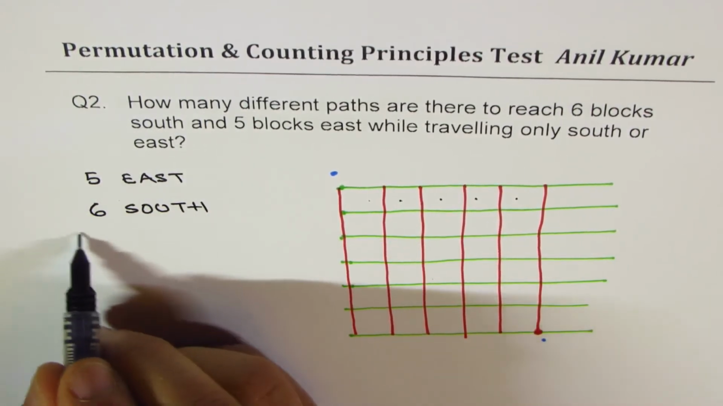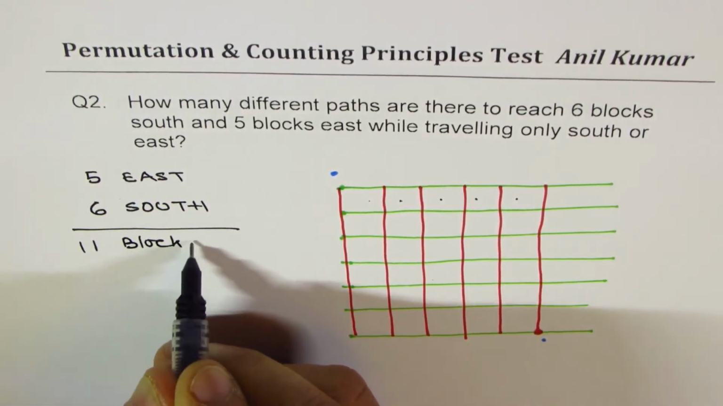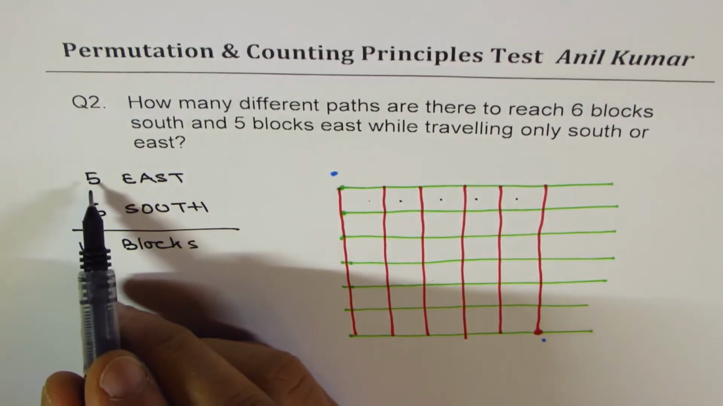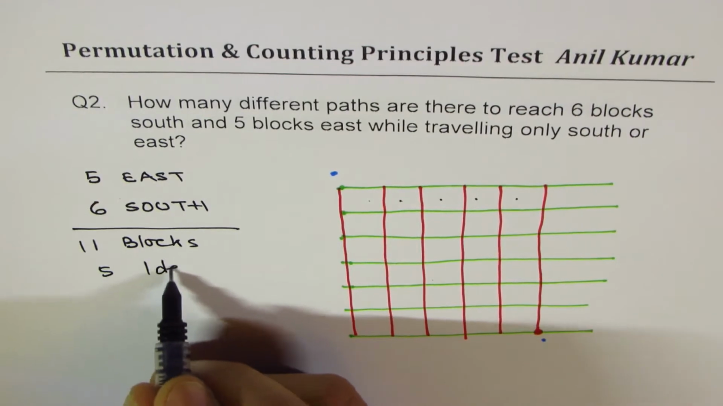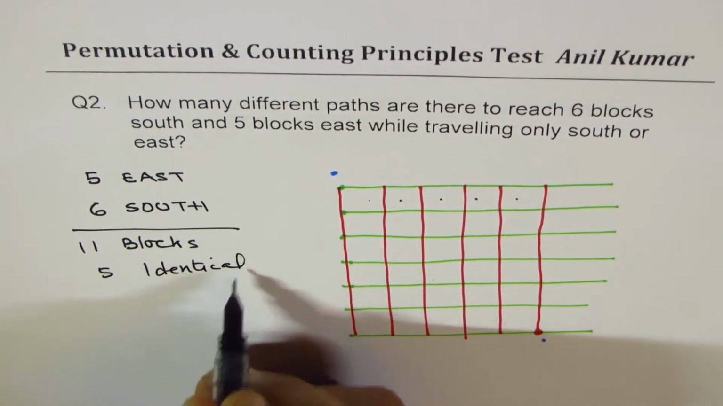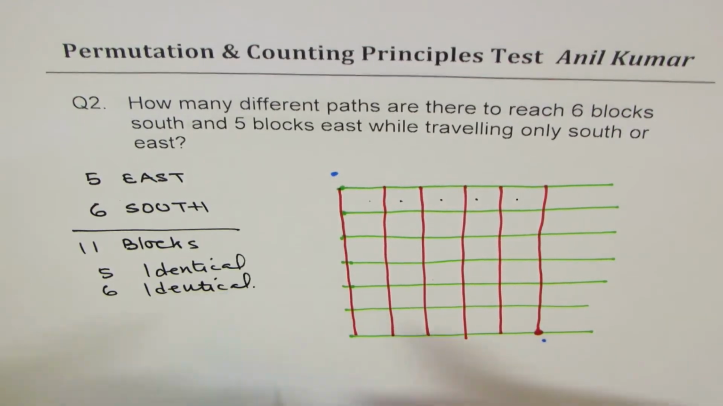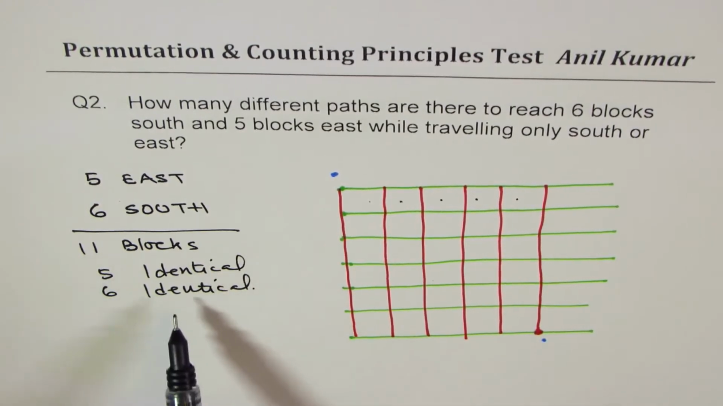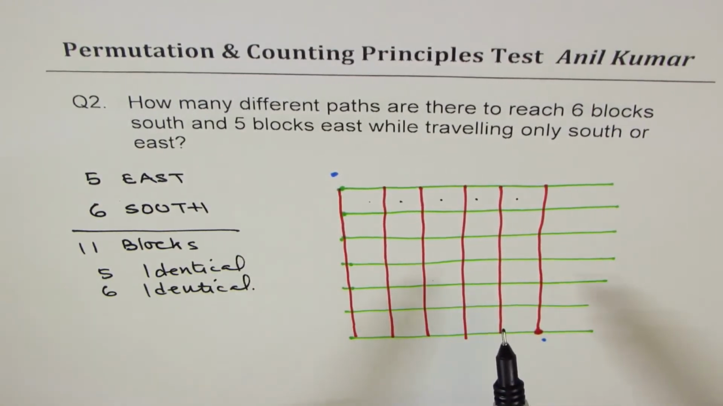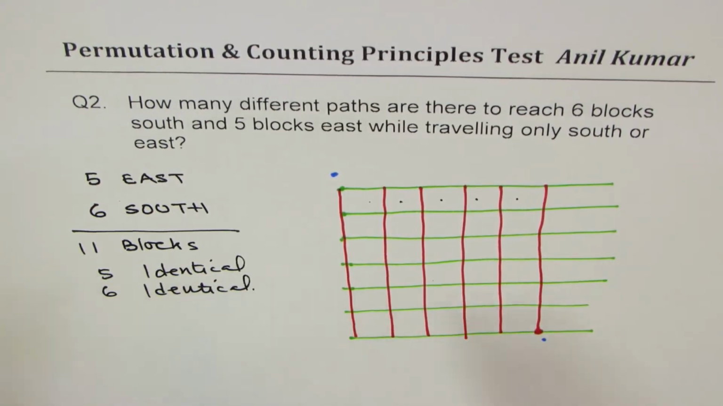So you can say that there are 11 blocks to be covered. Is it okay? 11 blocks where 5 are identical and 6 are identical, right? And we are looking for different permutations to get an idea, correct? So that is how we could actually think about this question. And once we have done that part, now it's very simple.